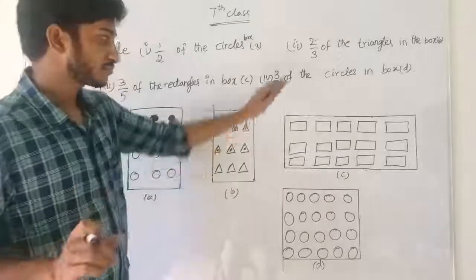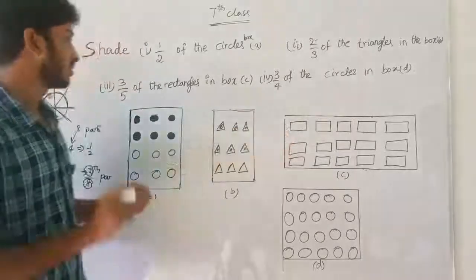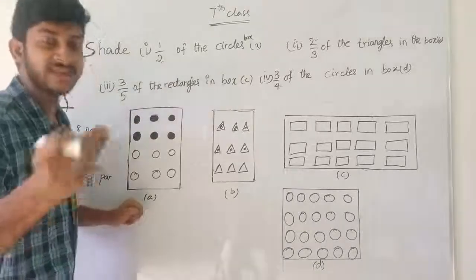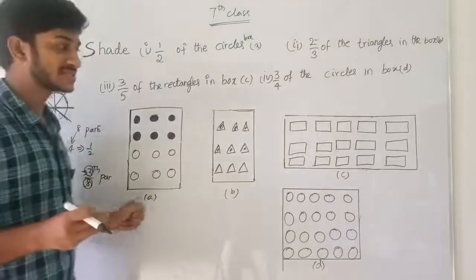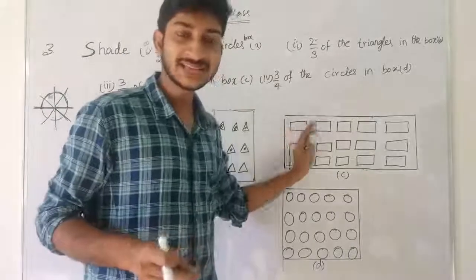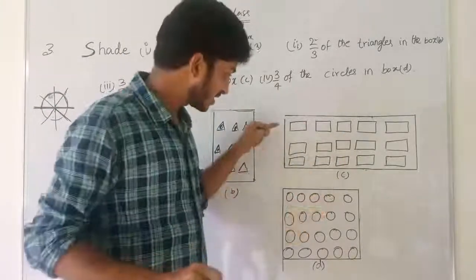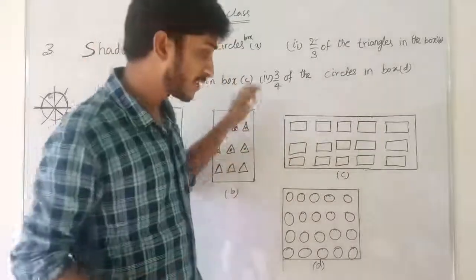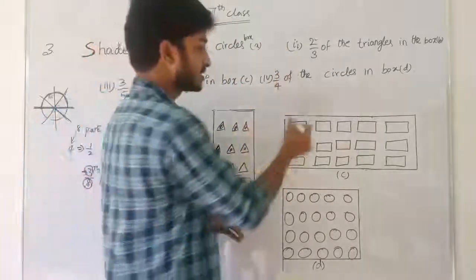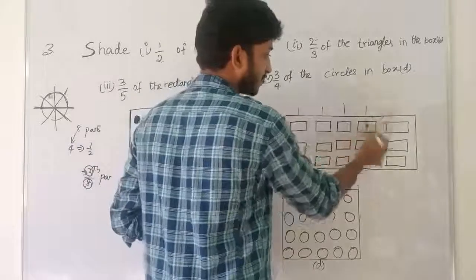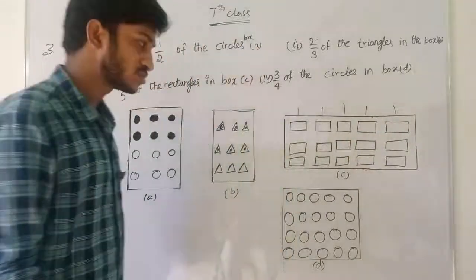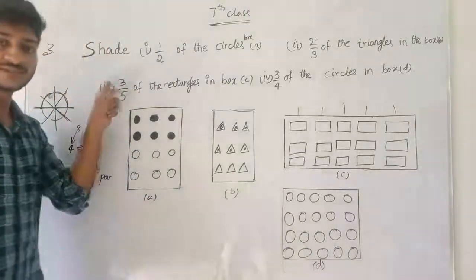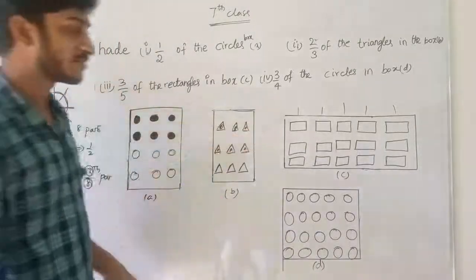Now the third one, 3/5 of the rectangles in box C. These rectangles are divided into 5 parts. If you take row wise, it has 3 parts only. But if you take column wise, this is one part, second part, third part, fourth part, fifth part. So in these 5 parts you have to shade 3 parts only. Shade these 3 parts.